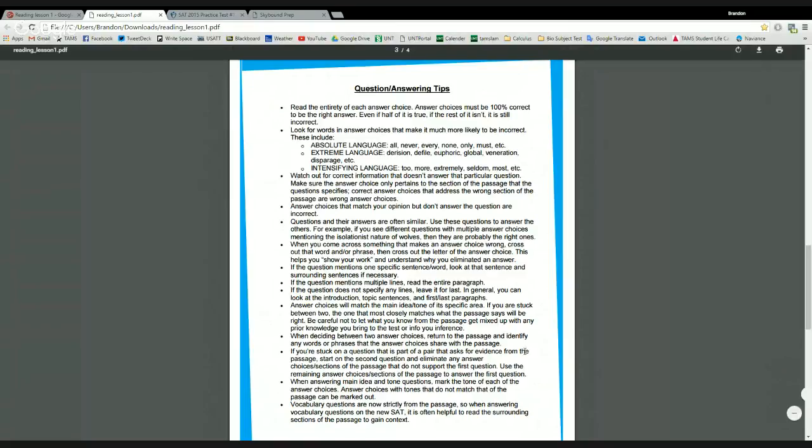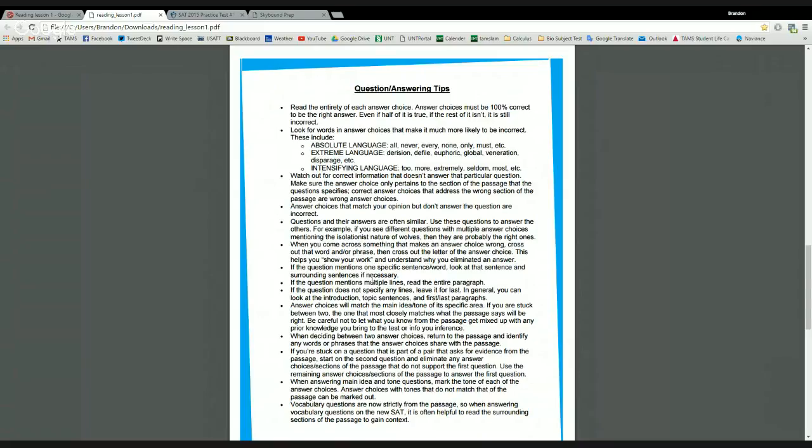If the question mentions multiple lines, read the entire paragraph. Like I said, you want to read a few lines above and below. In this case, if they mention multiple lines, read the whole paragraph to get the whole context. Simple as that. If the question does not specify any lines, leave it for last. In general, you can look at the introduction, topic sentence, and first and last paragraph. So, main idea, term questions: just look at the first and last paragraph. You can get the term through those, and that's basically it for main idea questions. Leave them for last, and just look at the beginning and ending paragraph. I hope you understand them.